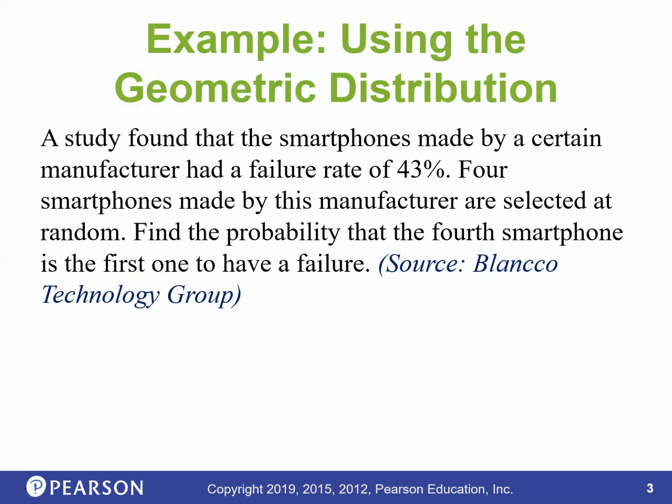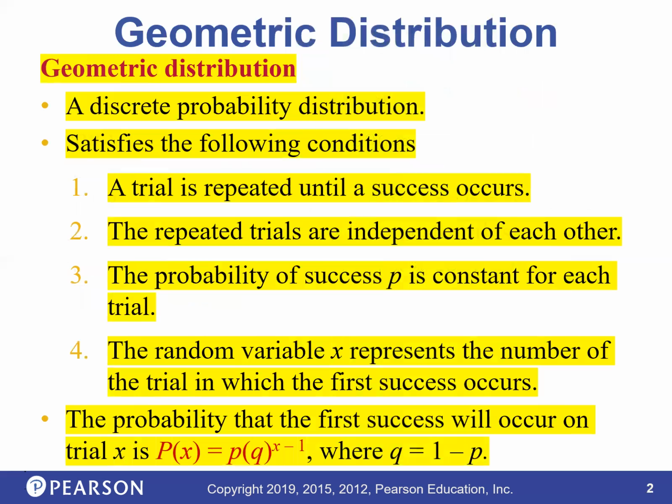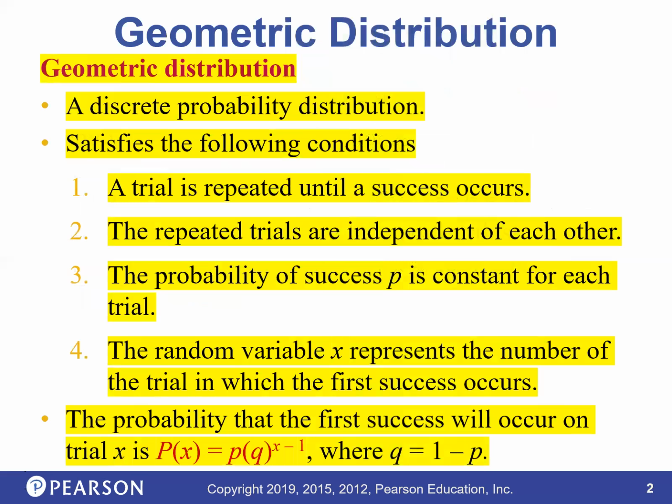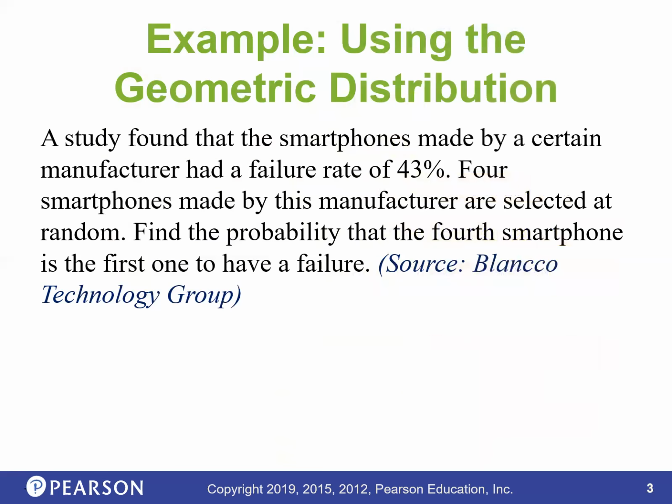Okay, so let's go for it. First things first, talk to me. Is this a geometric distribution? Let's check each property and see if that's true. Is the trial repeated until successful? Absolutely, we're good. Are they independent of each other? The first phone and the second phone, are they independent? Absolutely, there's no connection of the phones to each other. Is the probability of success constant? Yes. The probability of success is the failure rate of 43%.